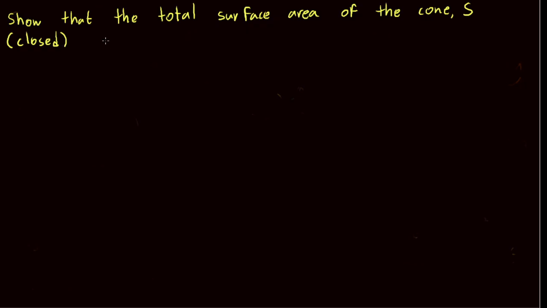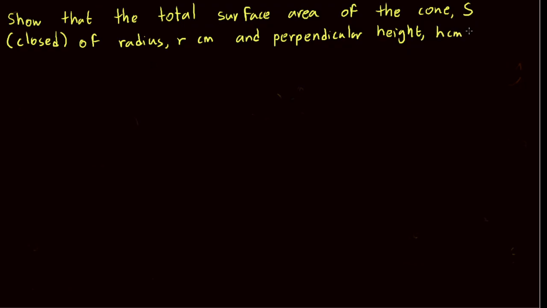Show the total surface area of the cone, say, of radius r cm and perpendicular height h cm, is given by this formula right here.